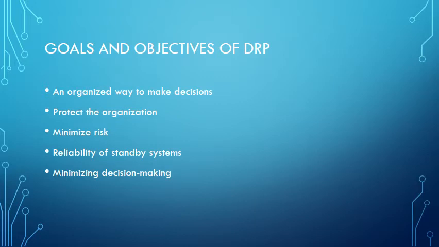They can include the following: protecting an organization from a major computer services failure, minimizing the risk to the organization from delays in providing services, guaranteeing the reliability of standby systems through testing and simulation, minimizing the decision making required by personnel during a disaster. So with DRP, you always want to make sure you have everything set beforehand before a disaster occurs. So when the disaster occurs, you just have to take action and you don't have to be making decisions on the spot.